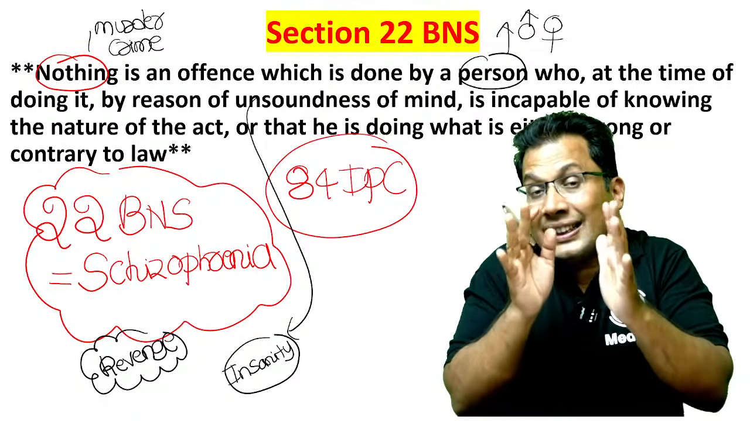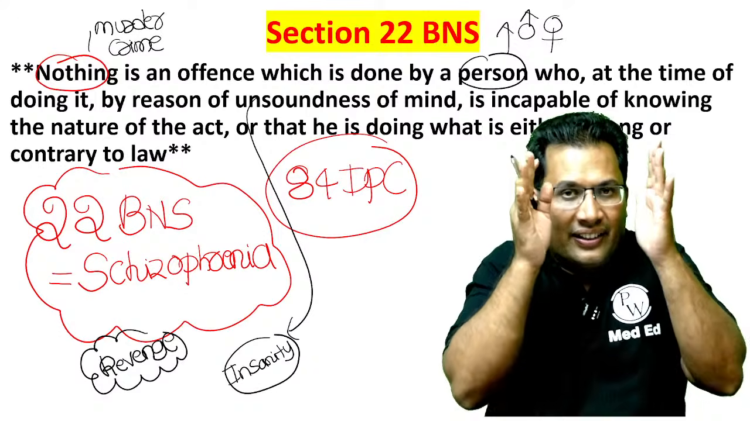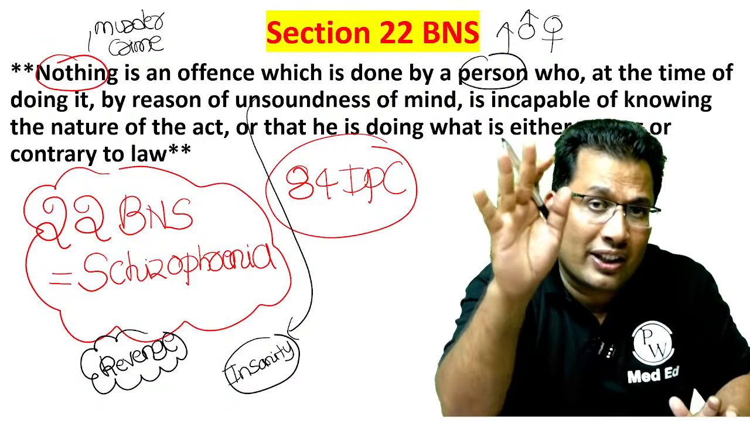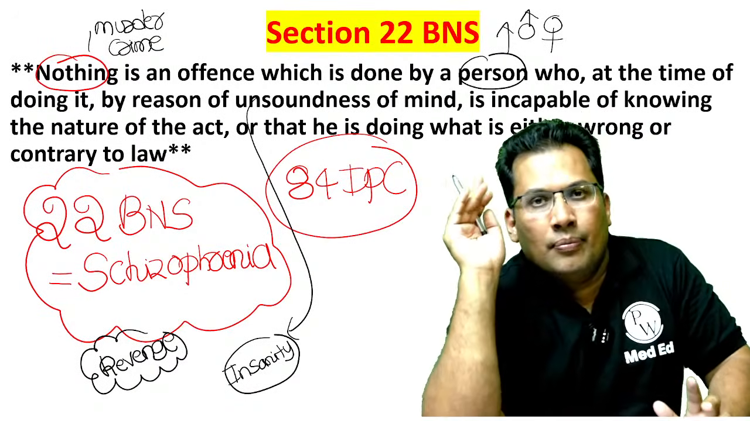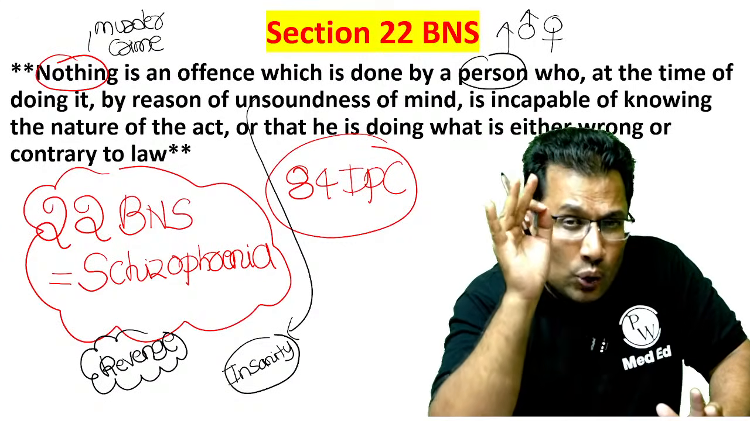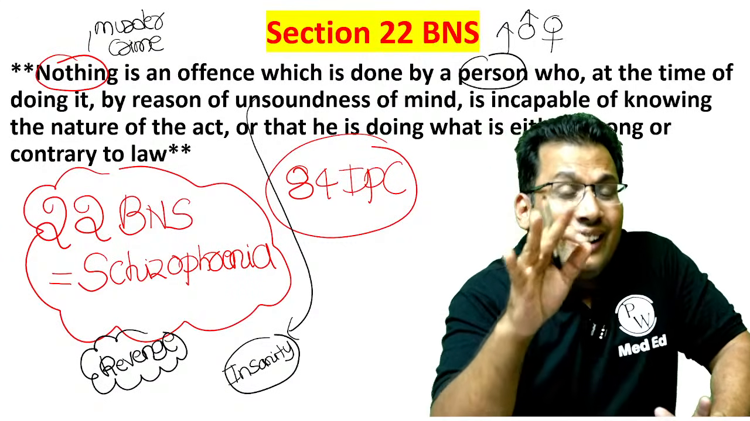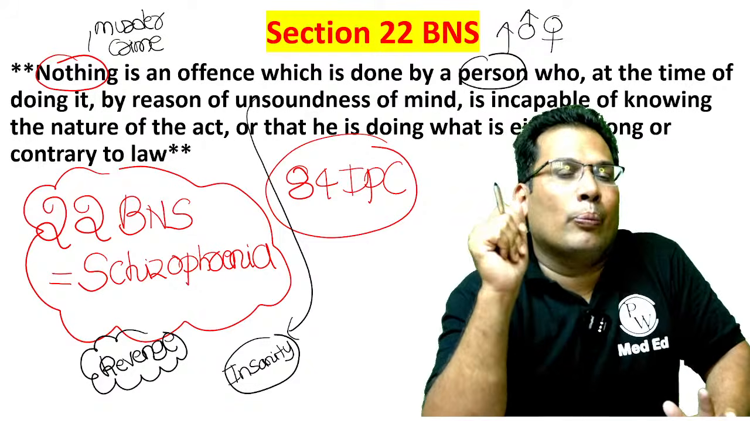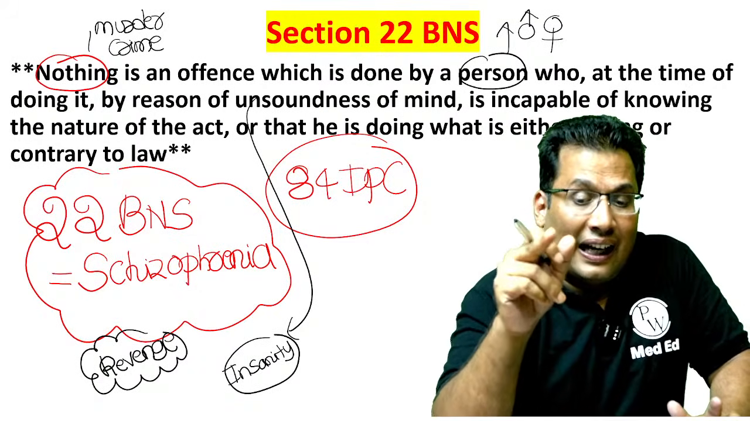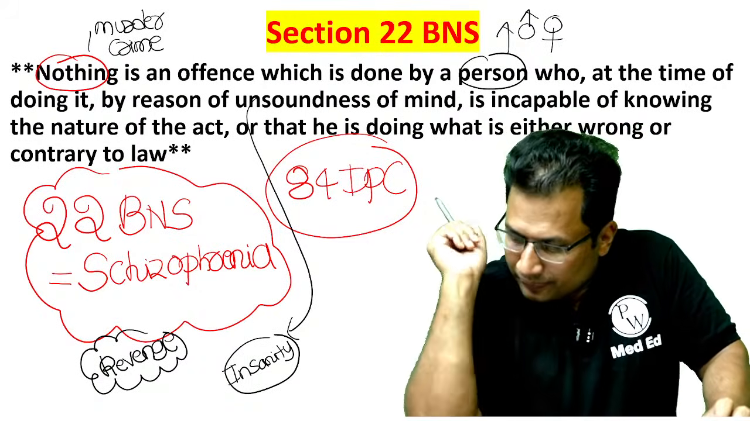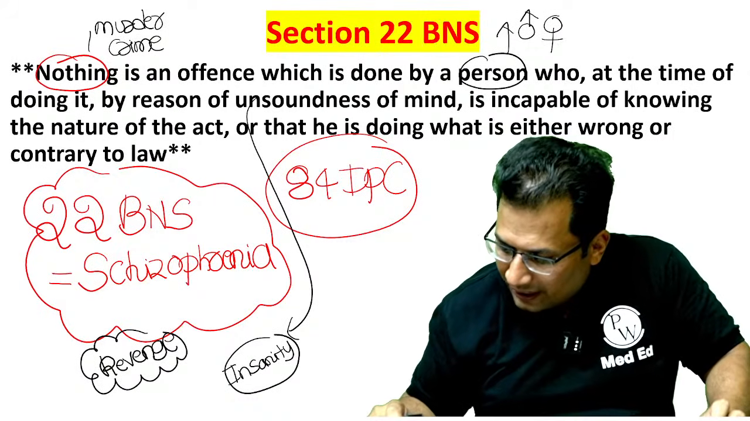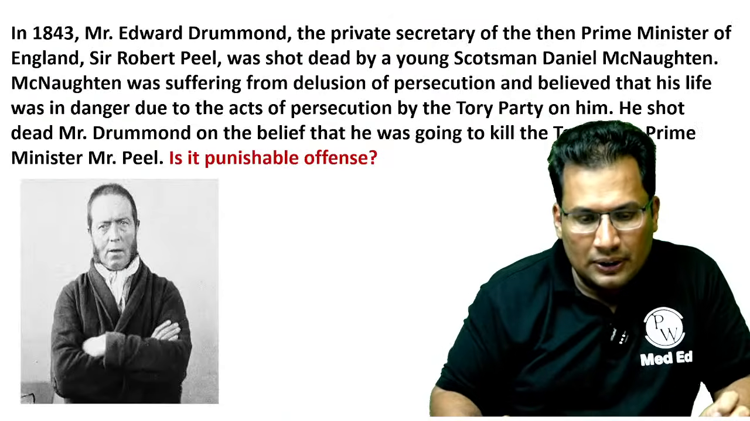That means insight is present. Insight honge, McNaughton's Rule is not applicable. It is applicable only to those persons who are incapable of understanding the nature of the act, that it is either wrong or contrary to the law. The answer is no. Ranjan is telling no. Bahut badhiya. Now look at this.